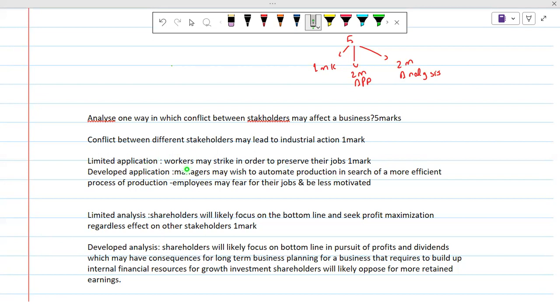But in the limited application, you can see that I only wrote workers may strike in order to preserve their jobs. So we don't know why they are concerned about preserving their jobs, why they are striking, and why they are creating so much noise in the factory area. So why are they doing these things? It means that this is a limited application because there is no clear understanding or no clear change we can see in it. So it will give you only 1 mark for the 5-mark question. But if you write this developed application, you will get 2 marks for it.